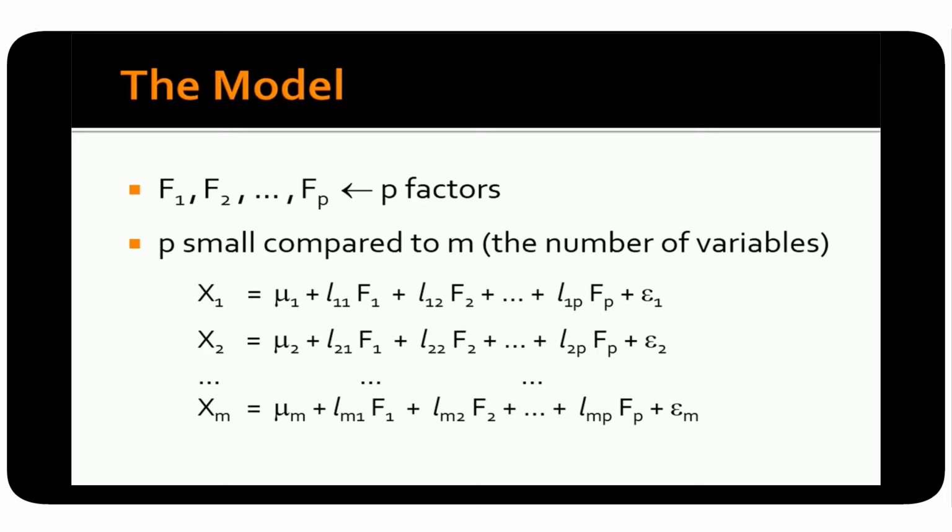Similarly, we can have x2 explained by another combination, xm explained by an mth combination. So, we can have different combinations leading to the m different variables. One thing that you can note here is that unlike in the principal components, we are going the other way around. That is, we were taking linear combinations of the x's to get the principal components. In this case, we are taking linear combinations of the factors to get to the x's themselves. So, it is possibly a reverse direction that we are looking at.